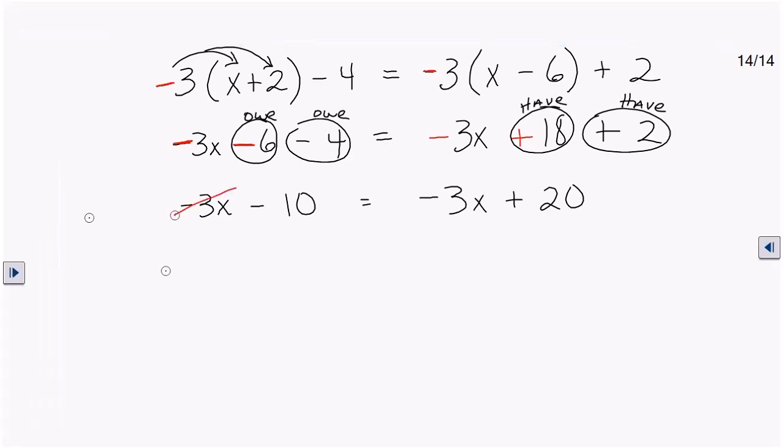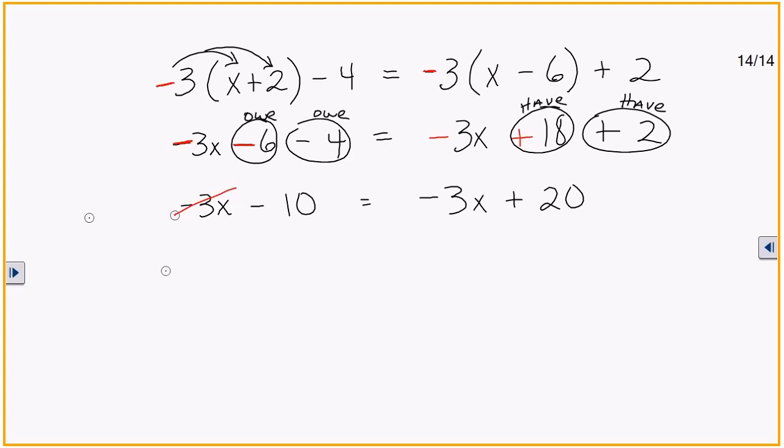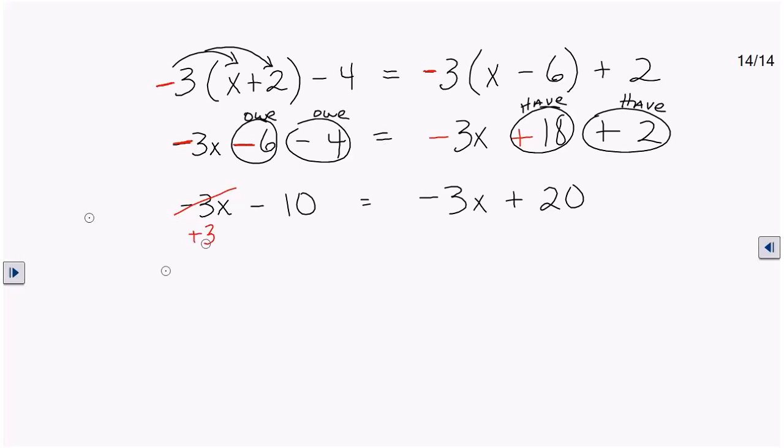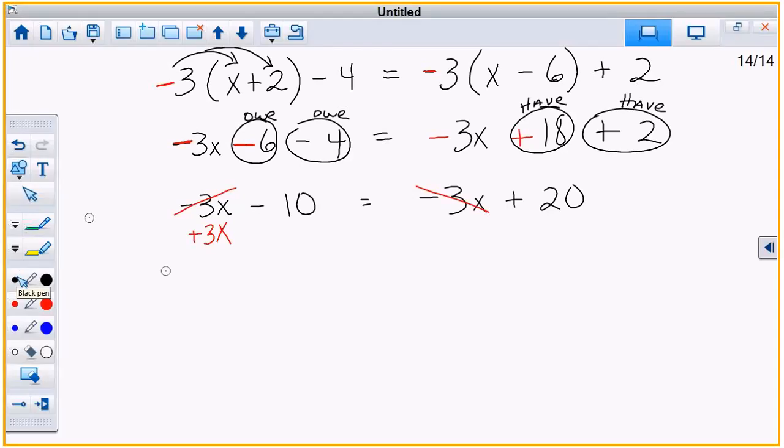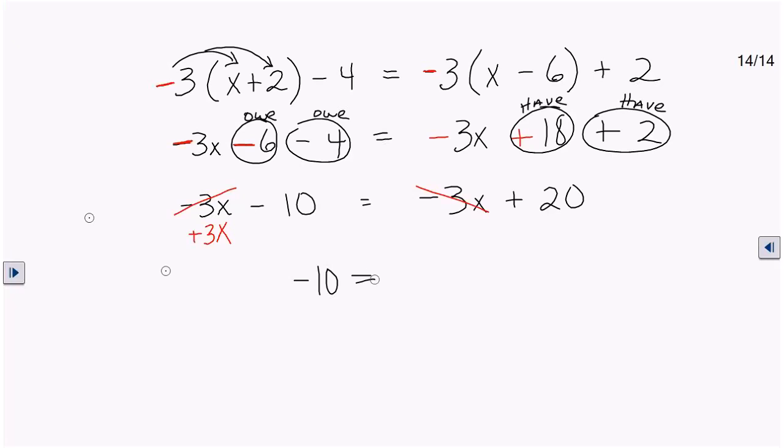They cancel because if you brought this over here, it would be a plus 3x, and plus 3x minus 3x is 0. If you brought this one over here, it would be plus 3x over here, and that would cancel. So the 3x's cancel, and you're left with negative 10 is equal to 20.